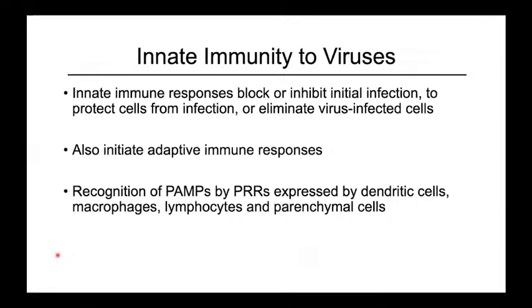So for all pathogens, in terms of defense against infection, we always group this as innate immune defenses and adaptive immune defenses, just to ensure that we remember all the relevant details. So the purpose of the innate immune responses is to block or inhibit initial infection. If that doesn't happen, if you still do get some infection, for example, they bypass the barriers, then it's to protect other cells from infection, so to stop the propagation of that infection.